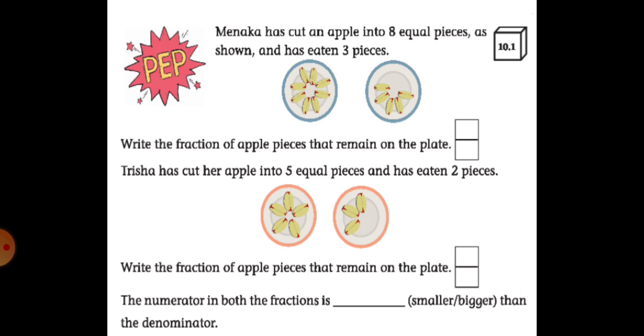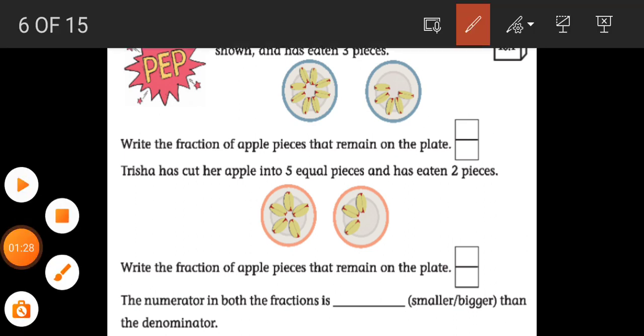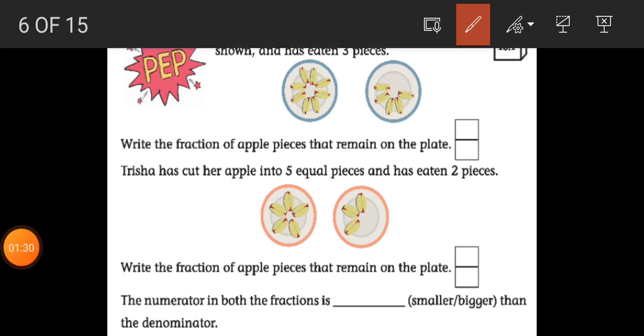Menaka has cut an apple into 8 equal pieces as shown and has eaten 3 pieces. Write the fraction of apple pieces that remain on the plate. It is 5 by 8.